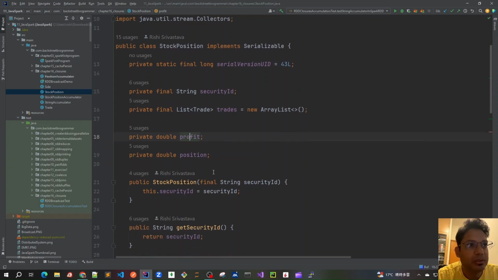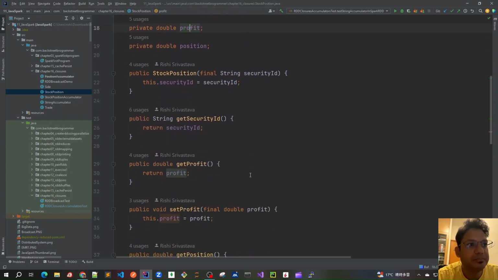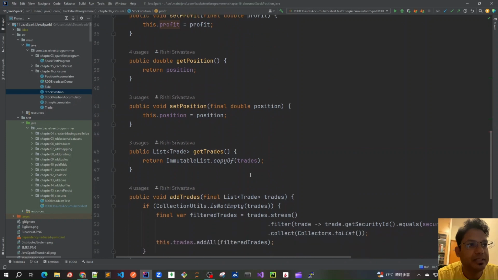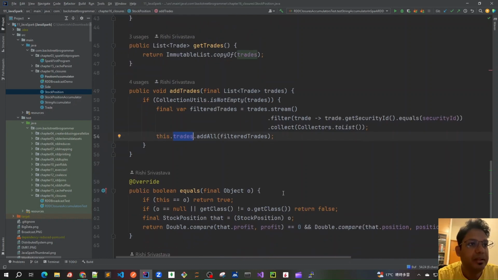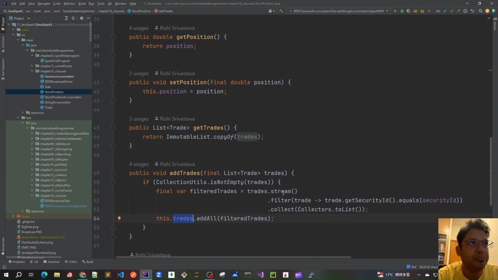So these would all come into the stock position for Apple object, in the list of trades. And here we are actually doing all the calculations for profit and position. As you can see, these are just the getters and setters methods. And when we add trades, whenever the list of trades is passed, we only filter the trades which are for this particular security, say for example Apple, and then collect them. So the trades will only contain the trades for this security ID for which this stock position object is created. And then we have simple equals and hash code.